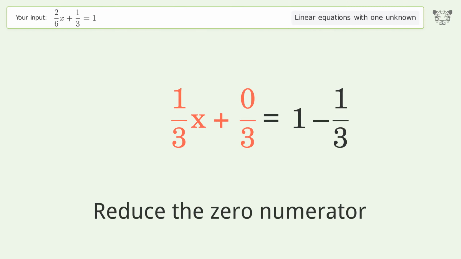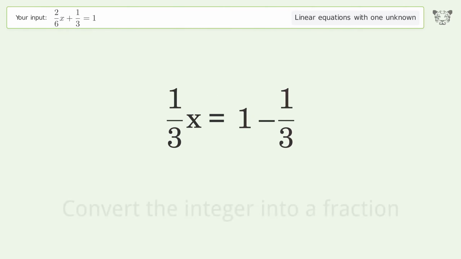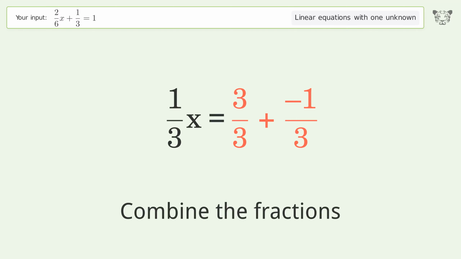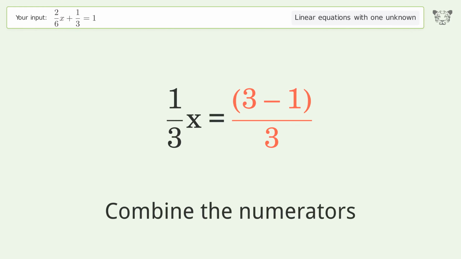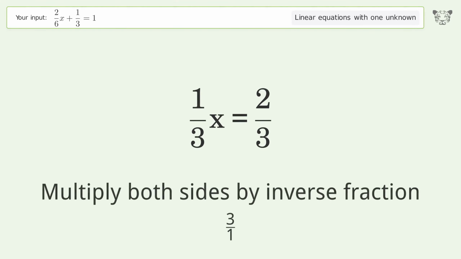Reduce the zero numerator. Simplify the arithmetic. Convert the integer into a fraction. Combine the fractions. Combine the numerators. Isolate the x. Multiply both sides by the inverse fraction 3/1.